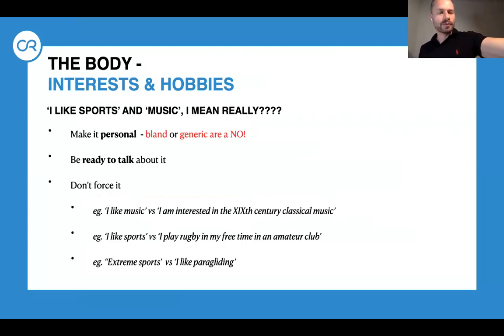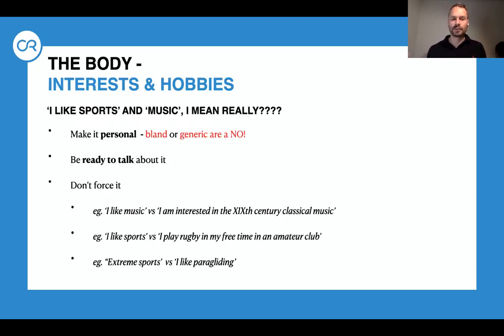The section that a lot of people love or hate. First of all, do not force it. I think that's probably the rule I should start with. What I mean by don't force it is, don't feel like you need to put your interests there. Because if you put I like sports or music, I mean, really. If you really want to put your interests in your CV, make it personal. Absolutely no bland or generic things. It just doesn't add value and doesn't let the reader get to know you a bit more.